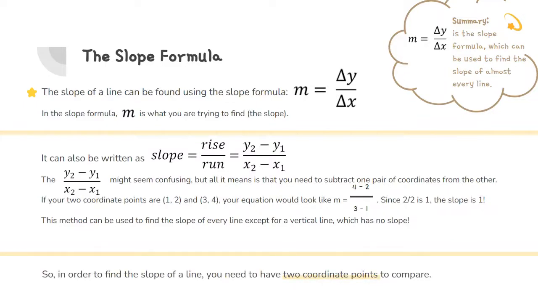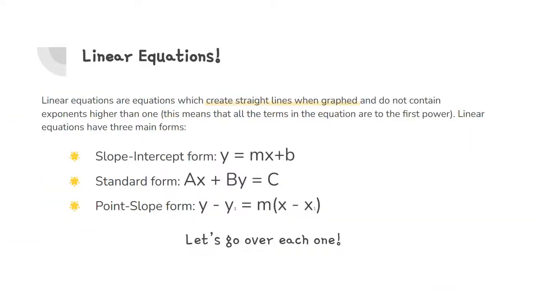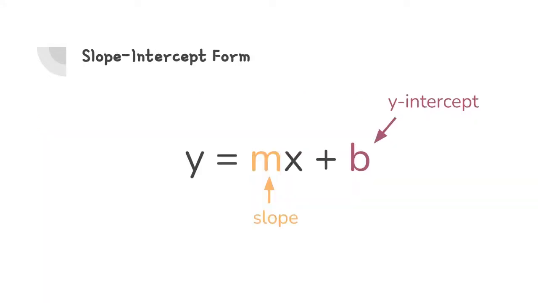So in order to find the slope of a line, you need to have two coordinate points to compare. Linear equations. Linear equations are equations which create straight lines when graphed and do not contain exponents higher than 1. This means that all the terms in the equation are to the first power. Linear equations have 3 main forms: slope-intercept form, standard form, and point-slope form. Let's go over each one.